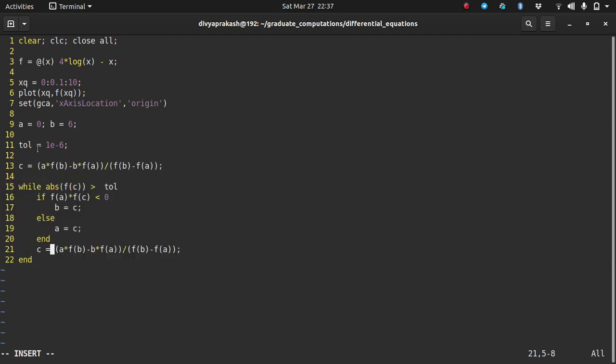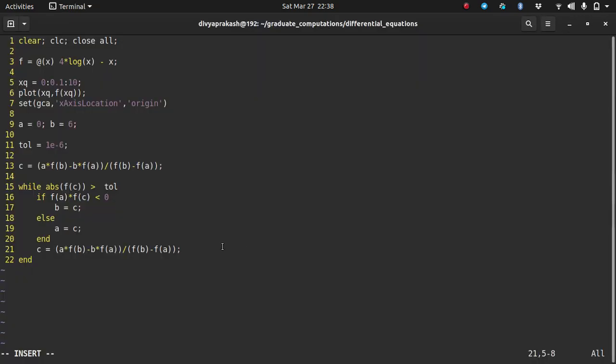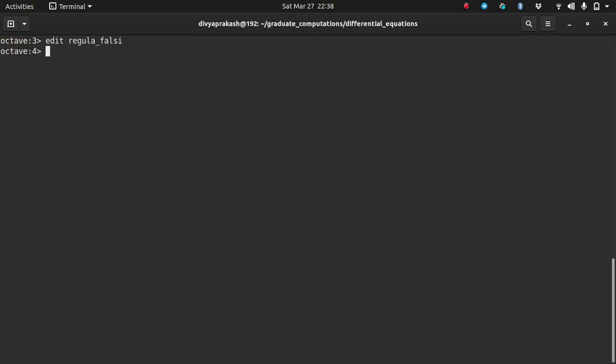So again, going over the code, we start by calculating the value of the function at c. If it is greater than our tolerance value, tolerance meaning this value is very close to 0, a very small value, then we check whether the function is changing sign within the interval a and c. If it does, then we replace b with c, and if it does not, then we replace a with c, and then we calculate the value of c again using our logic as explained here. Okay, so let me save it, run the code.